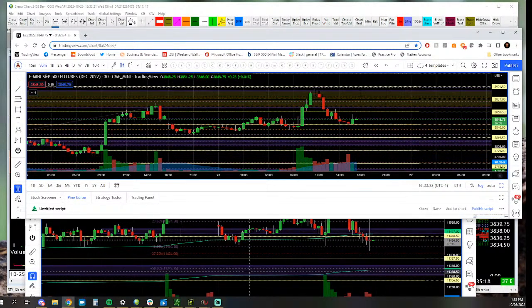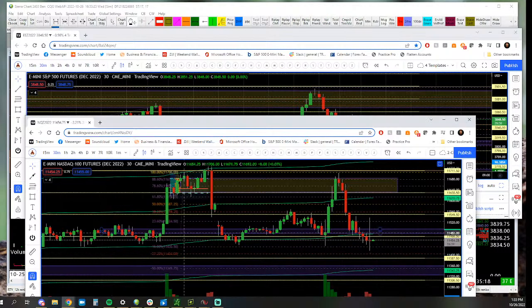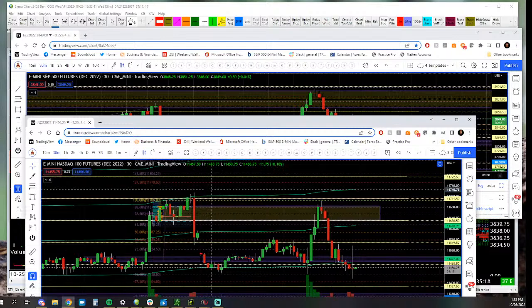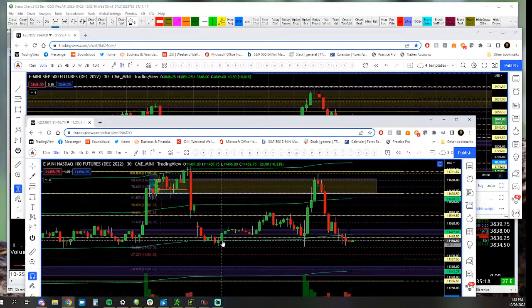But notice the big difference is how long these impulse moves went and how much of these moves were given back. Right? This one got up to the highs. It didn't really get over that. This one went quite a bit. ES went quite a bit over the high. NQ couldn't reach yesterday's high. NQ took out overnight low.